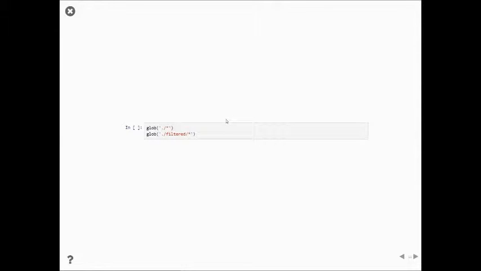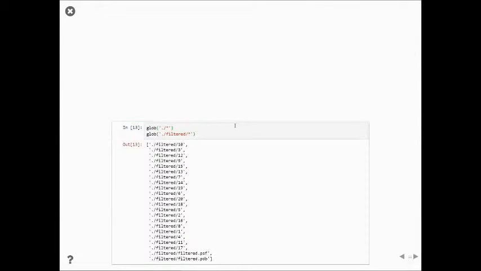Here I'm just basically globbing what we have in this folder. There's just a set of filtered trajectories. We have 20 different trajectories, and then the parameters, the topology, and the PDB file. Okay?